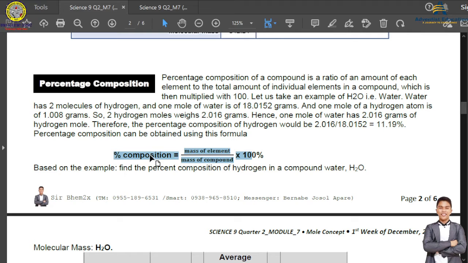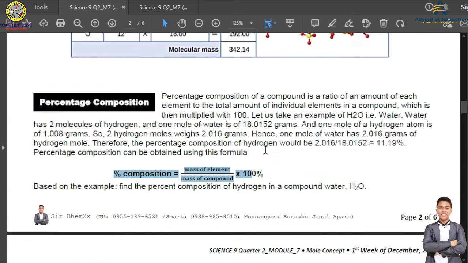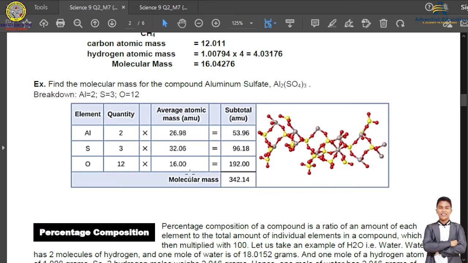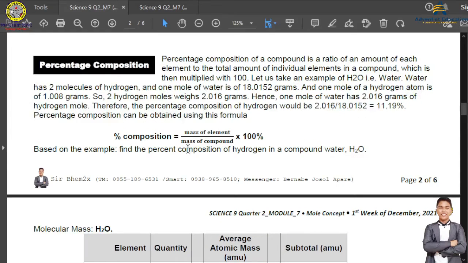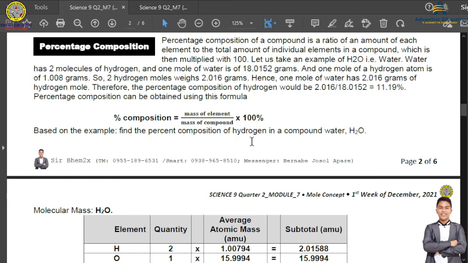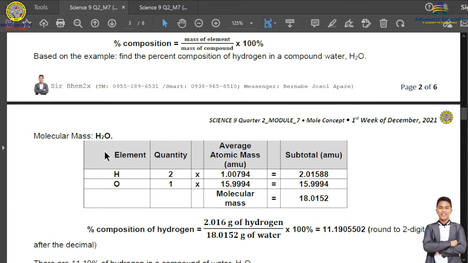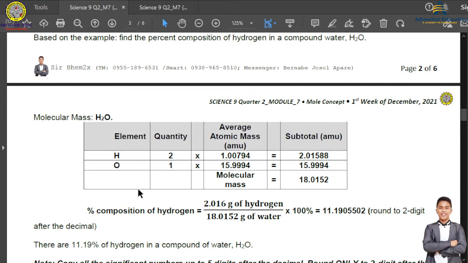In order to find the percentage composition, first you are going to find the total molecular mass, and also the mass of each element there. Its total mass of a certain element, and then the molecular mass. The percent composition is the mass of an element divided by the mass of compound times 100. For example here, we will find the percentage composition of water.